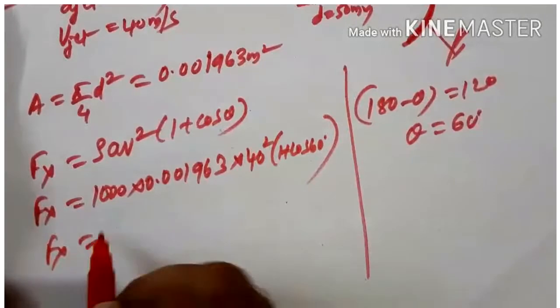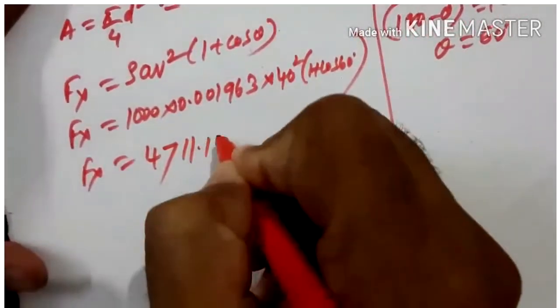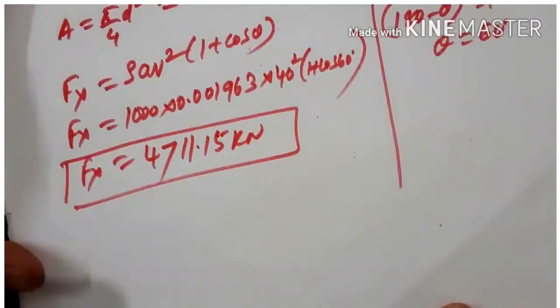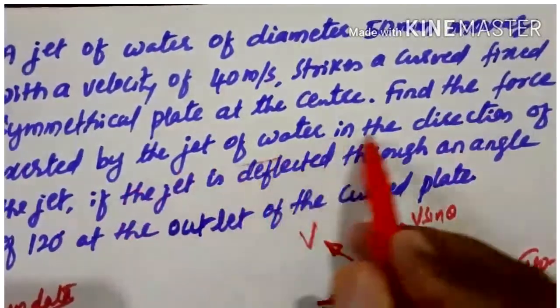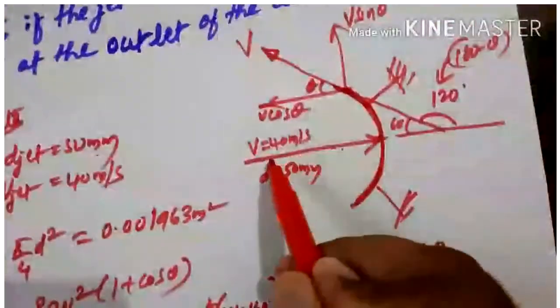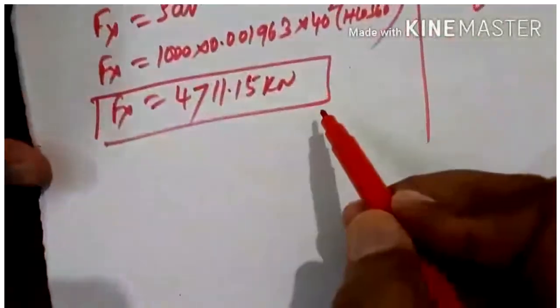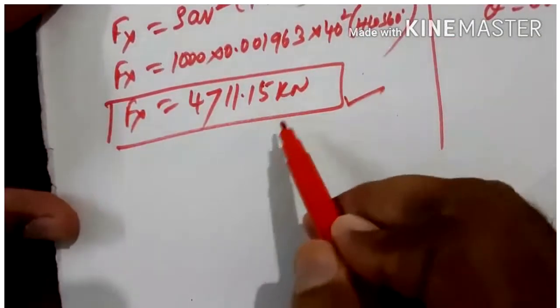So you will get the answer, Fx will be 4711.15 kilonewton. They ask only the force exerted by the jet. Find the force exerted by the jet of water in the direction of jet. So in the direction of the jet means the jet is striking in the x direction. This is x direction. So this is the force exerted by the jet in x direction. So this is the answer.